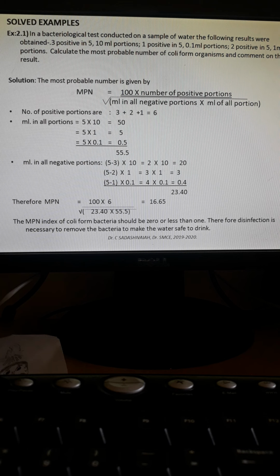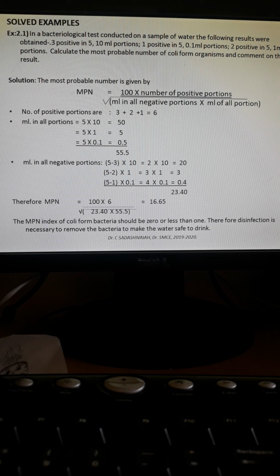After calculating these required parameters, if you substitute in the standard formula as per Thomas, it is 100 into the number of positive portions, which is 6, and in the denominator, ml in all negative tubes is 23.4 ml, and ml in all portions is 55.5 ml. If you simplify this, we are going to get the most probable number as 16.65.